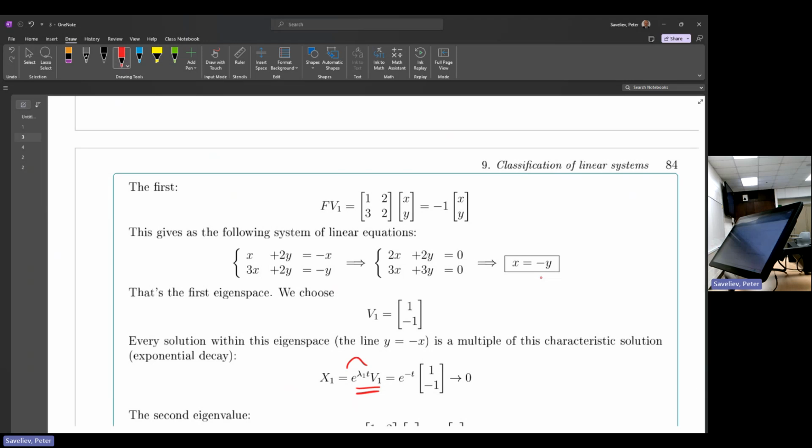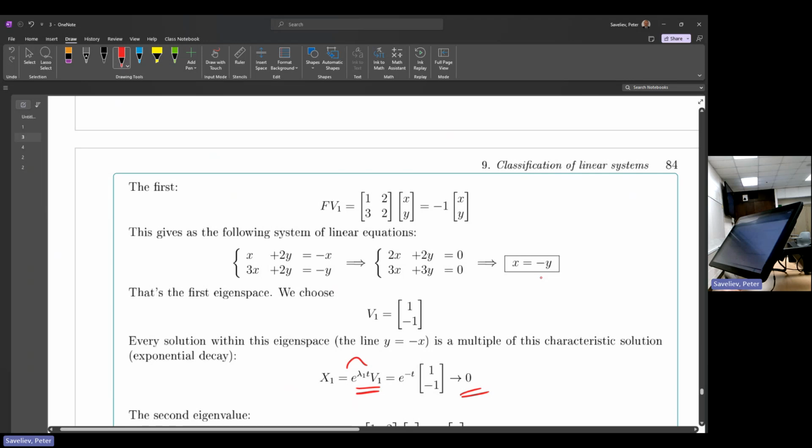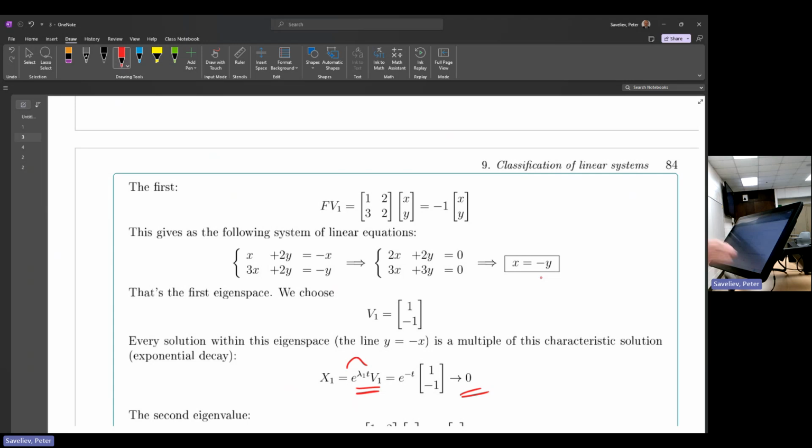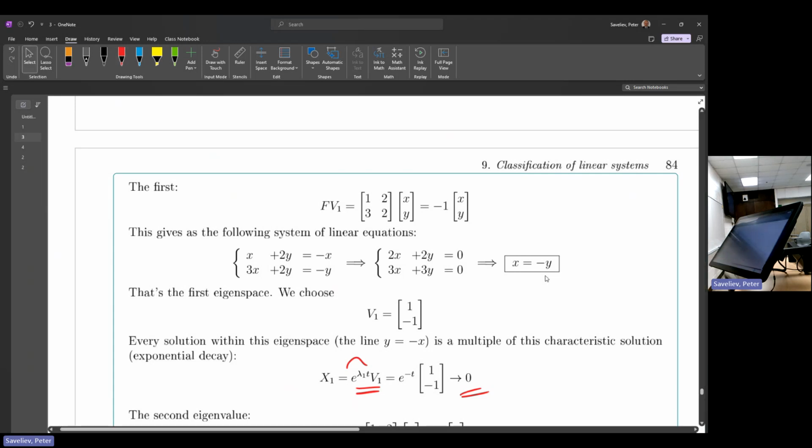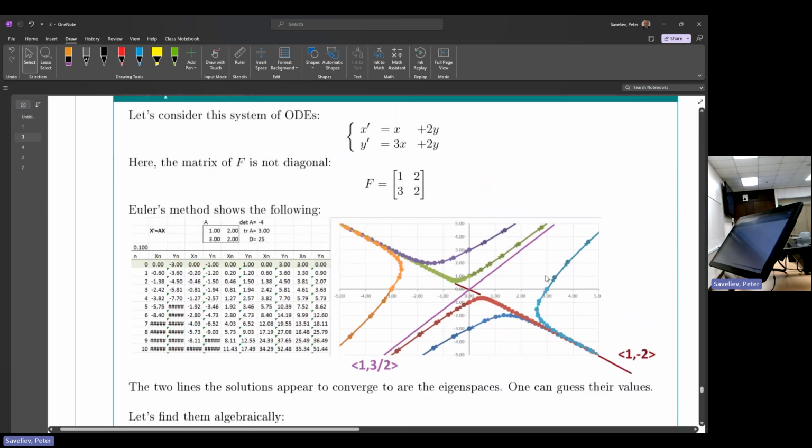Okay, and because lambda 1 is negative, the whole thing goes to 0. Think about this, and in what way it goes exponentially towards 0. So it is exponential decay along this direction. You can see the arrows going towards the origin. My origin is here, and the solutions are going this way in a decelerated manner.